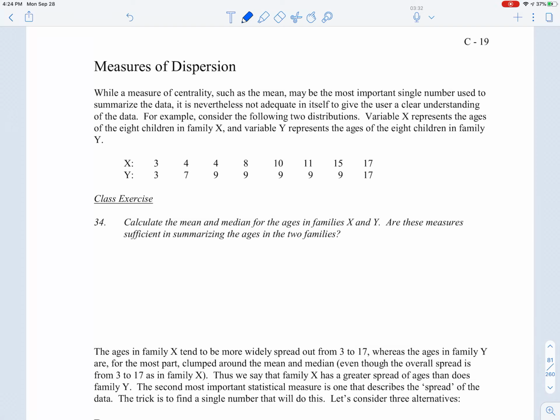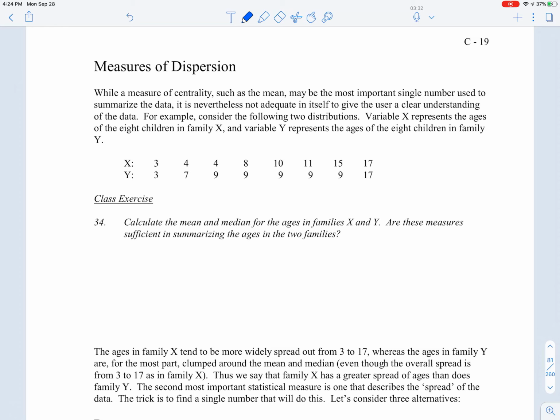Hey class, we've been taking a look at Unit C, measures of centrality and dispersion. We're finished with the first half of the unit, which is dealing with measures of centrality. Now we're going to take a look at measures of dispersion. Dispersion means spread, the spread of the data.